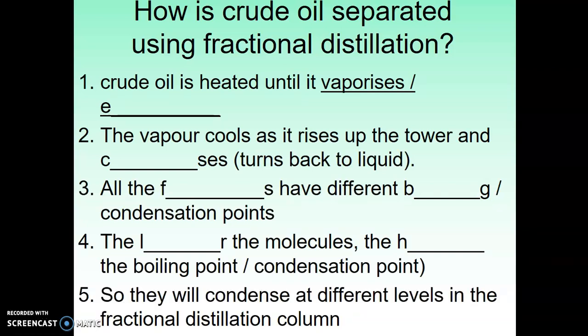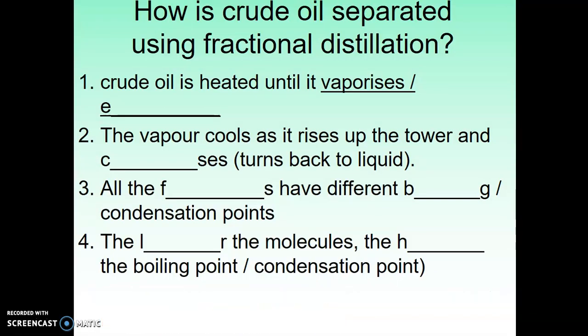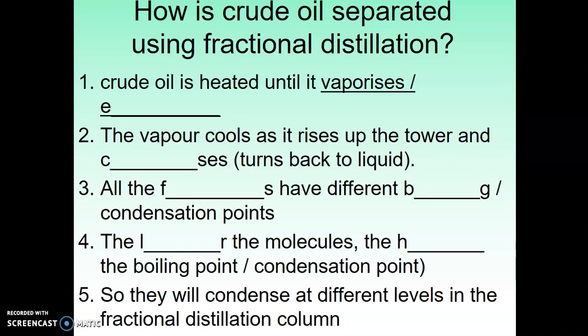Okay, so crude oil is heated until it vaporizes or evaporates. The vapor cools as it rises up the tower and condenses, which means it turns back to liquid. All the fractions have different boiling or condensation points. The larger the molecules, the higher the boiling point or condensation point, and so they condense at different levels in the fractional distillation column.